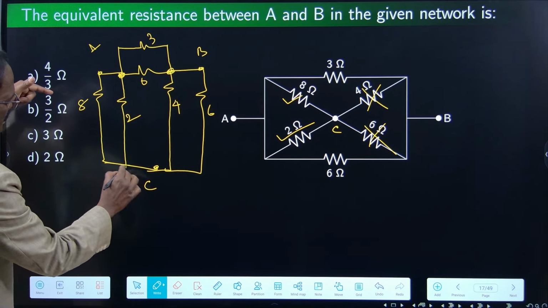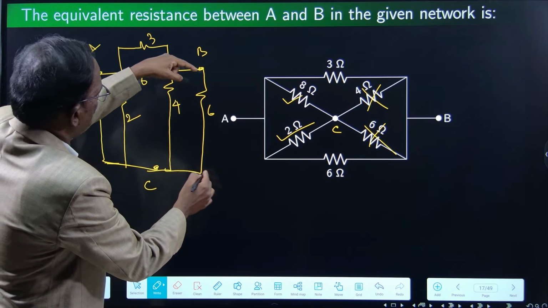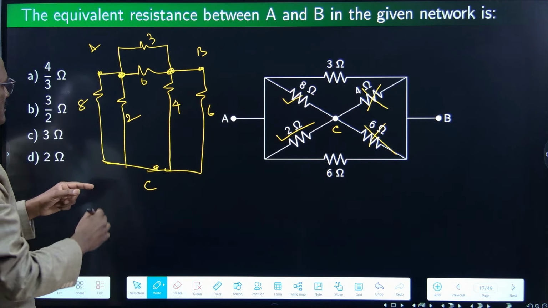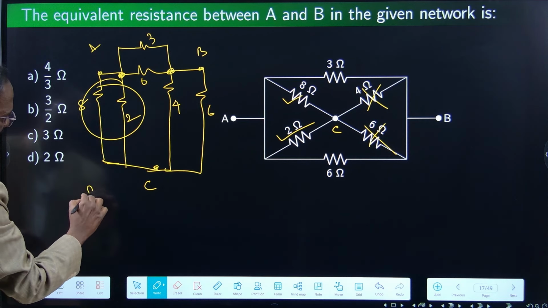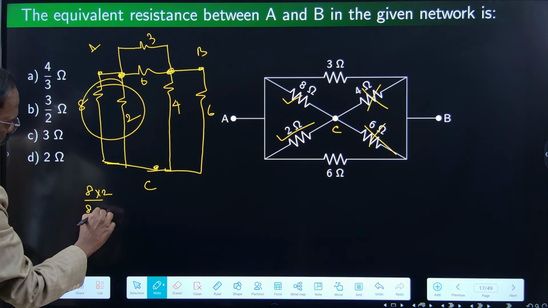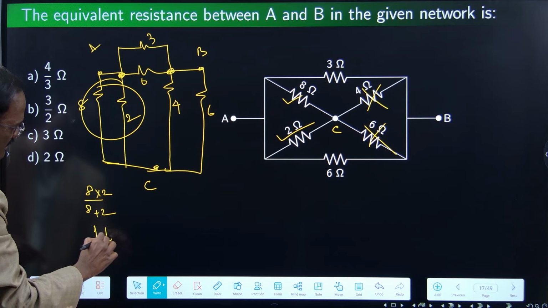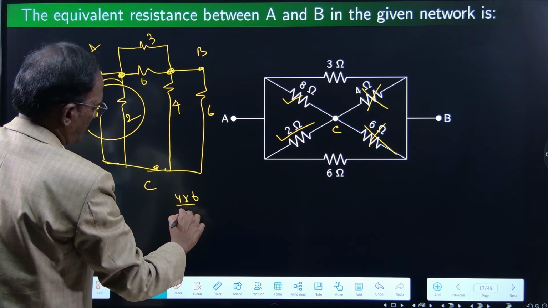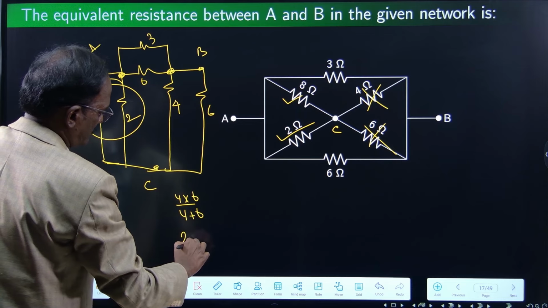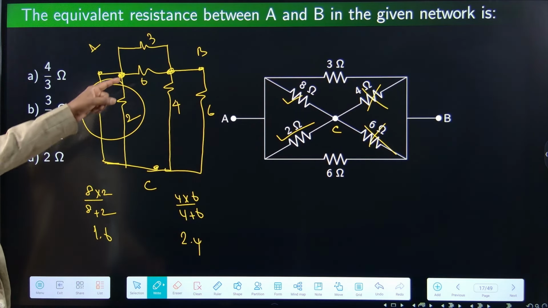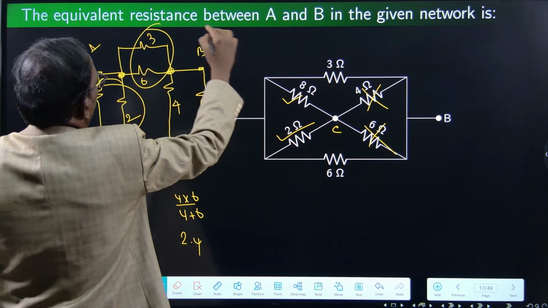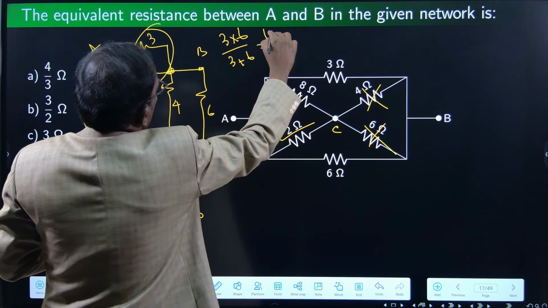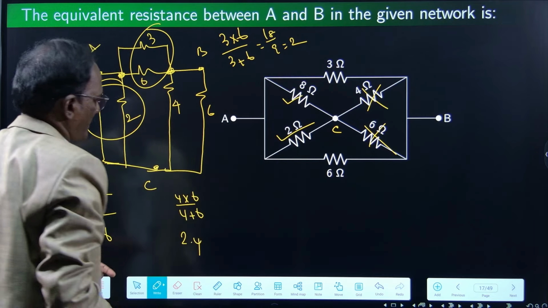These two have common nodes A and C. These two have common nodes B and C. These two have common nodes A and B. So this is 8 into 2 divided by 8 plus 2, 16 by 10, 1.6. This is 4 into 6 divided by 4 plus 6, 24 by 10, 2.4. This is 3 into 6 divided by 3 plus 6, 18 by 9 is 2.